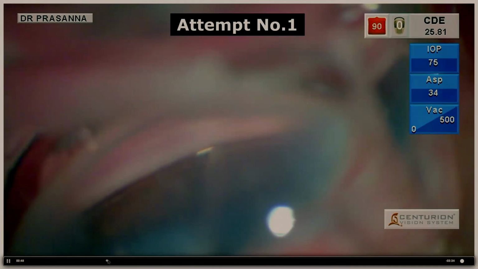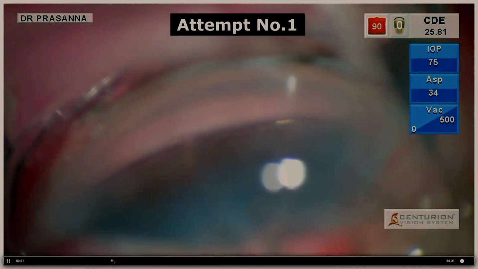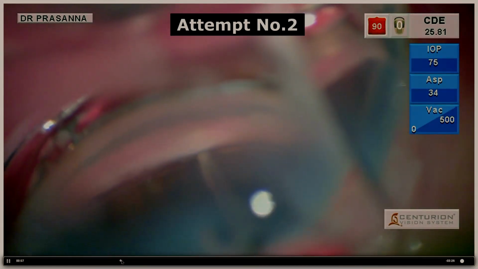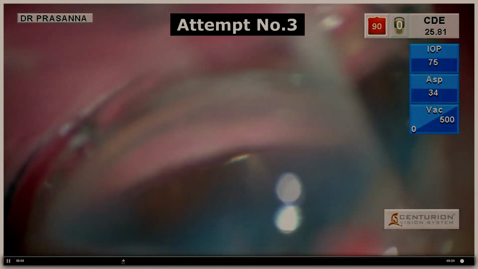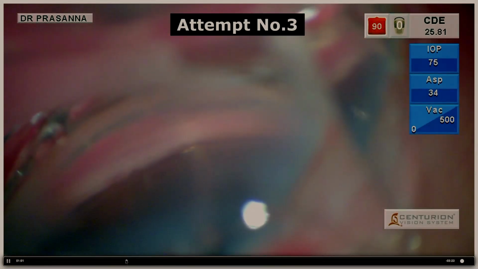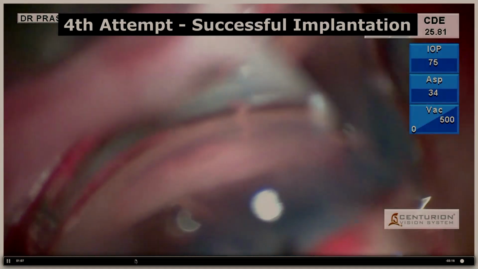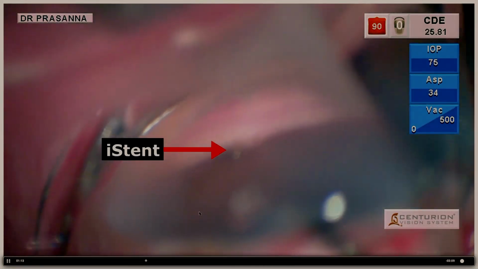These are some of my initial cases 2 years back, where I used to search for the trabecular meshwork. You can see that there is a lot of cheese wiring happening in attempt 1, attempt 2. So this is a learning curve that you have to endure, and you have to be patient, and you will always be able to do it successfully.